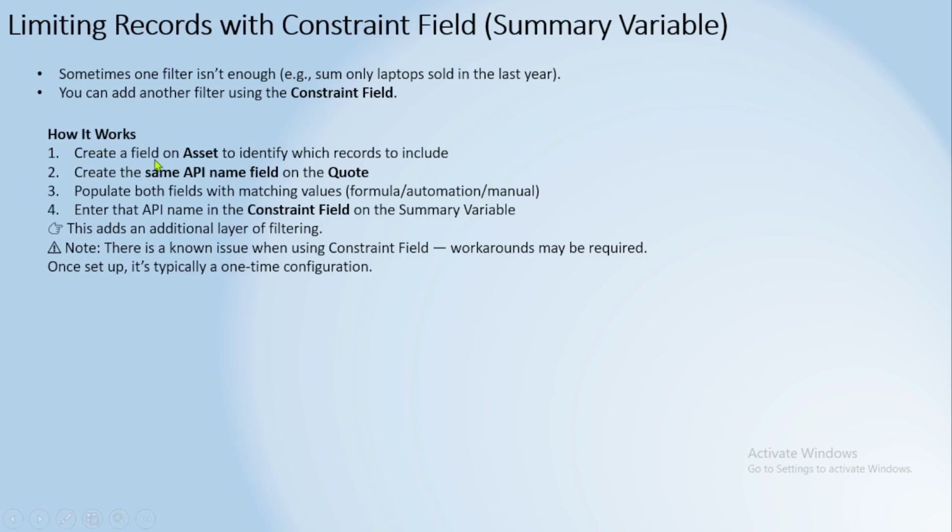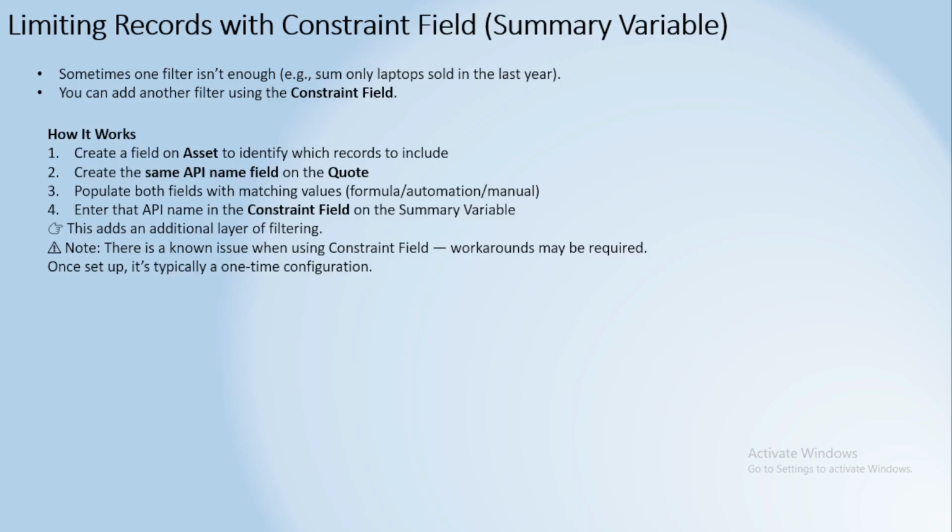I will just create a field on the asset to identify which records to include and which records not to include. I can give a checkbox, true or false: it is included, it is excluded. I will create the same API name field on the quote. Now there is an asset and the quote, so the values should be the same. I can populate both fields with the matching value, either with a formula field, automation, or manually. This is up to us, based on the requirement.